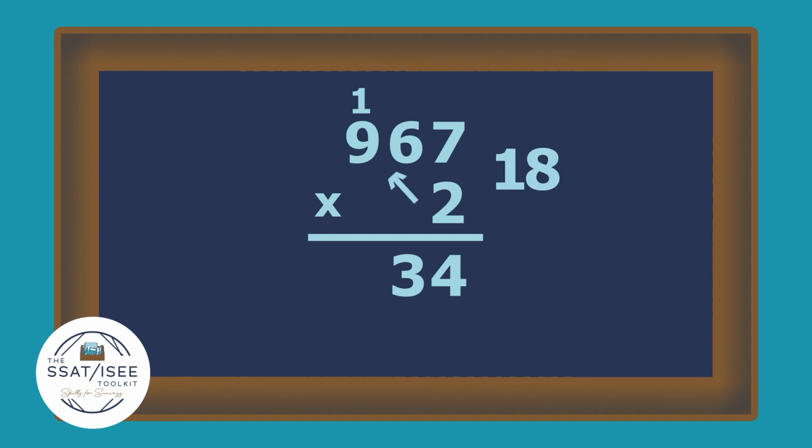Finally, you will multiply the 9 by the 2, and then add the 1 that you carried, giving you 19. Since there are no other numbers left that need to be multiplied, you can put the 9 down below and the 1 next to it. Your final answer is 1,934.